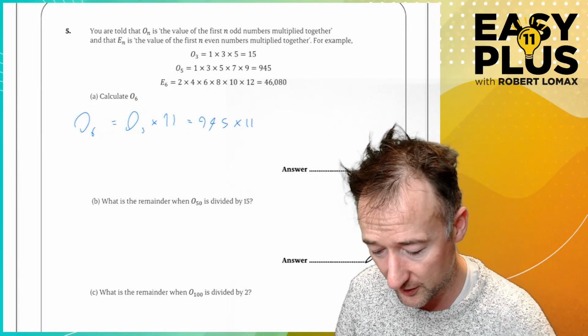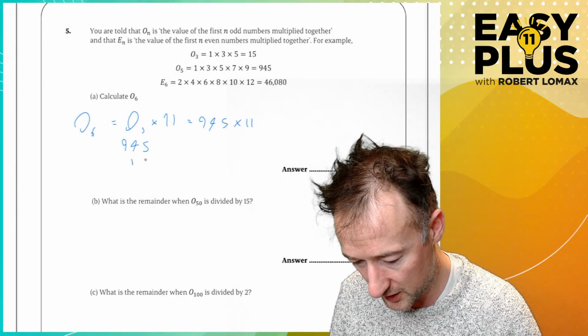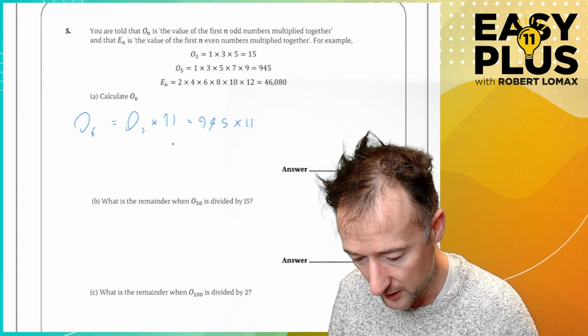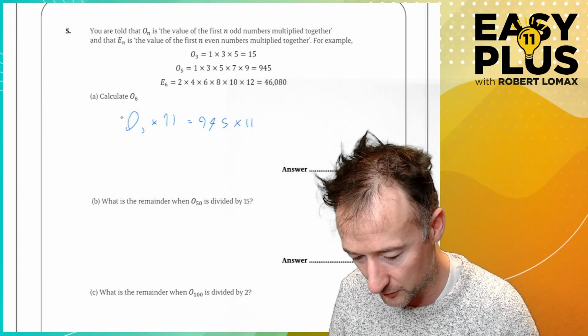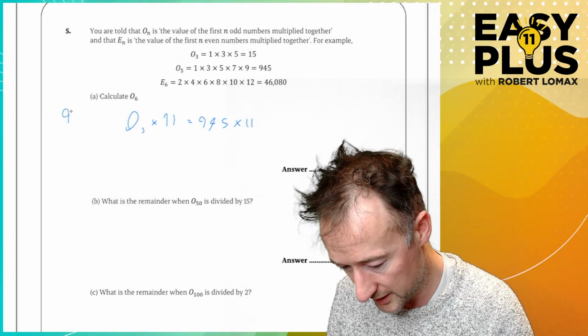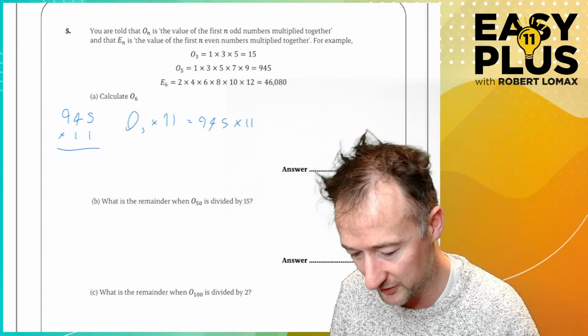So we just need to calculate this. 945 times 11. I haven't left myself enough space there. Good work, Robert. Let's get rid of the O6 equals, just to give myself space. So let's do 945 times 11. Apologies for the messy presentation.